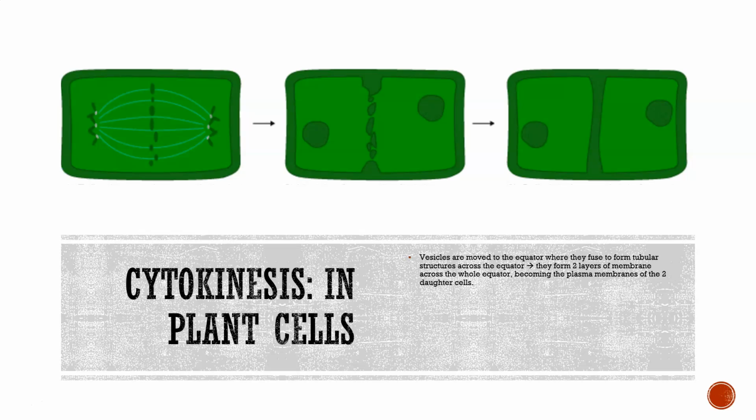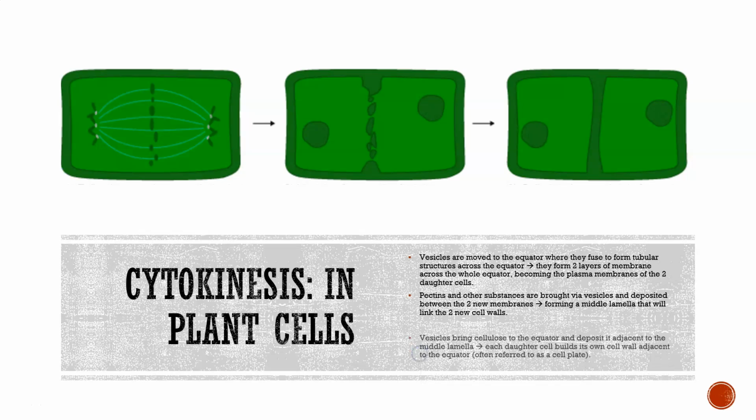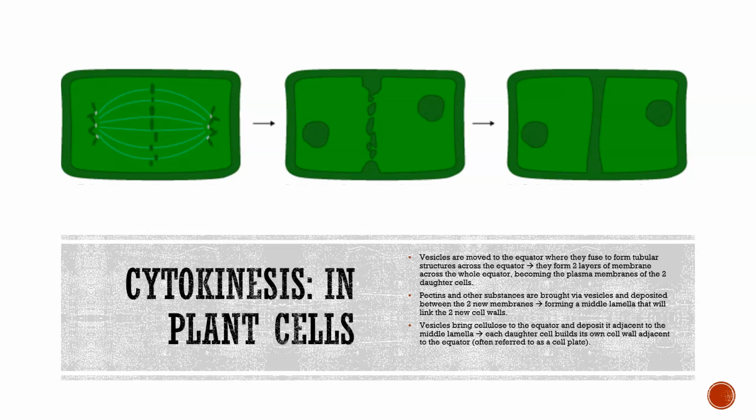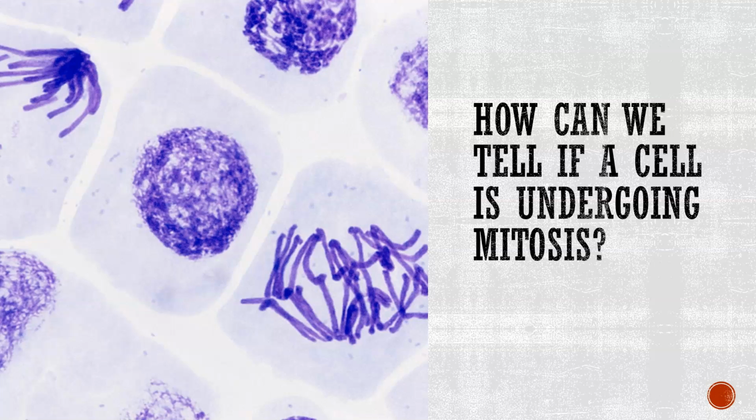In plant cells, vesicles all move. Vesicles, you remember in that first unit, are just packages of fluid. They move to the equator and line up. Pectin and other substances are brought in via vesicles and deposited between the 2 new membranes, forming our middle lamella, which will eventually form our 2 cell walls. The vesicles then bring in cellulose to the equator, deposited adjacent to the lamella, and we've got our 2 daughter cells.